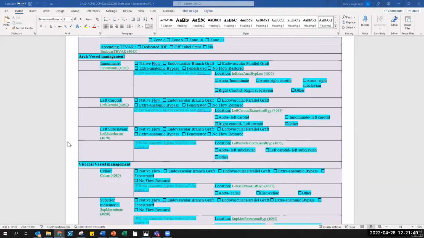And then the last choice is no flow restored. So there was no flow restored to this particular arch vessel.